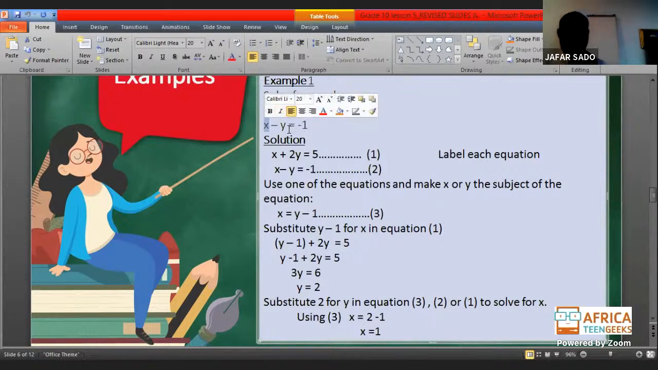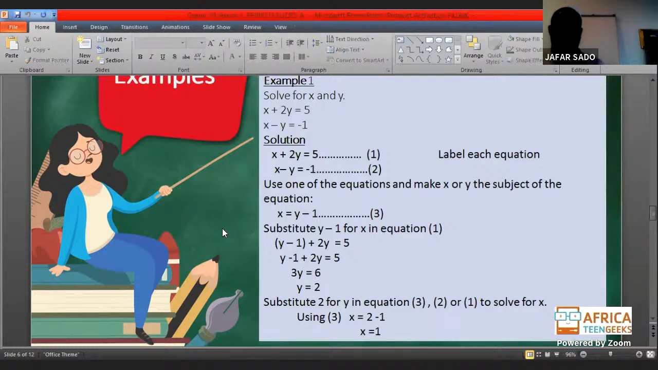So let's see the other equation. If y is 2 and x is 1, so 2 times 2 is 4, 4 plus 1, 5. That means it's correct. Our left-hand side equals our right-hand side. That means our values x equals to 1, y equals to 2 are both correct, all right? I hope you understand that. So next we go to the next example so that we better understand, all right?